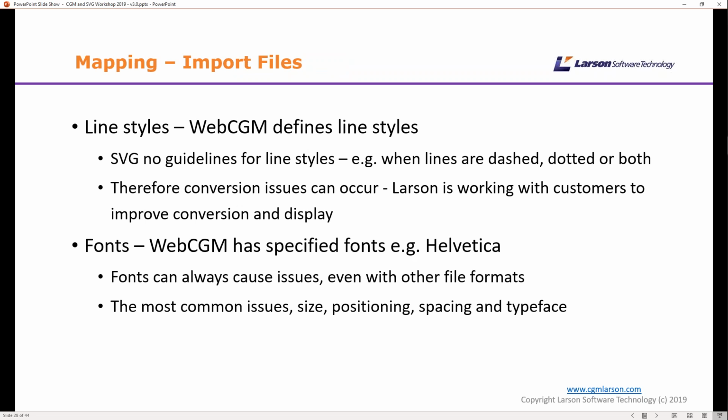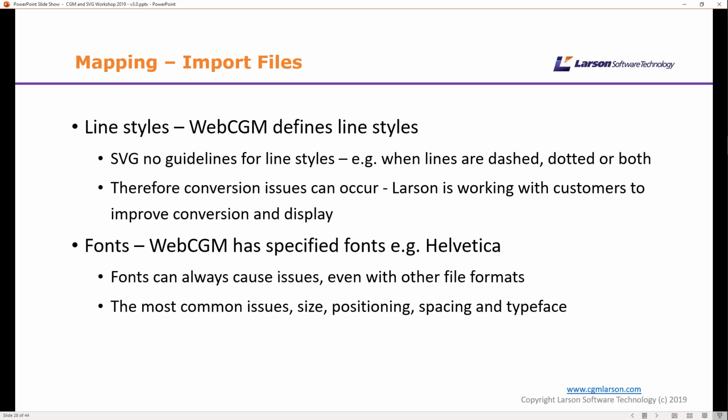So the next thing I mentioned about conversion was line styles. And line styles are again causing some issues, mainly because WebCGM defines line styles like dash dotted lines, whereas SVG has no guidelines at all. So to do the conversion, you have to be really careful, because you could actually change the look and feel of the file. It just doesn't understand them. So what we're looking at is mapping those over into a line style that WebCGM has, and we're really working closely with customers to do that.